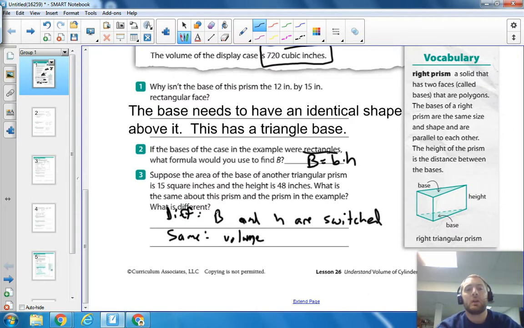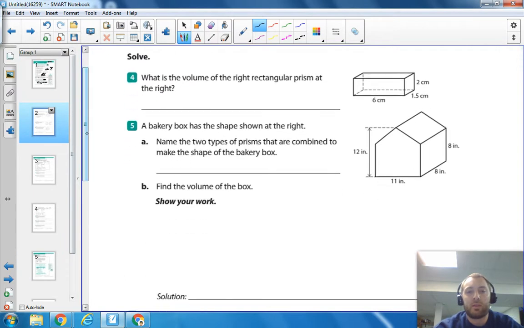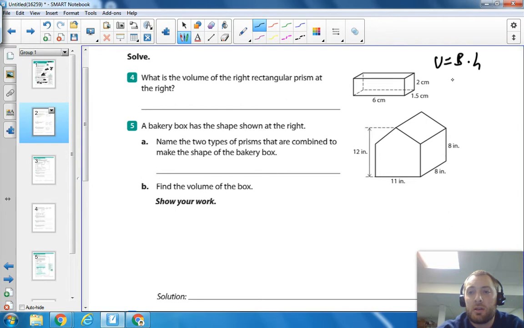All right, let's go to page two. Number four, what is the volume of the right rectangular prism at the right? Well, let's find the area of the base. So that's 1.5 times 6, because with a rectangular prism, any of the sides can be the base, because you can see the exact opposite side above it. So area of the base times the height. So we're going to say length times width or base times height for that base is 6 times 1.5. And then we're going to multiply that by the height, which is 2.